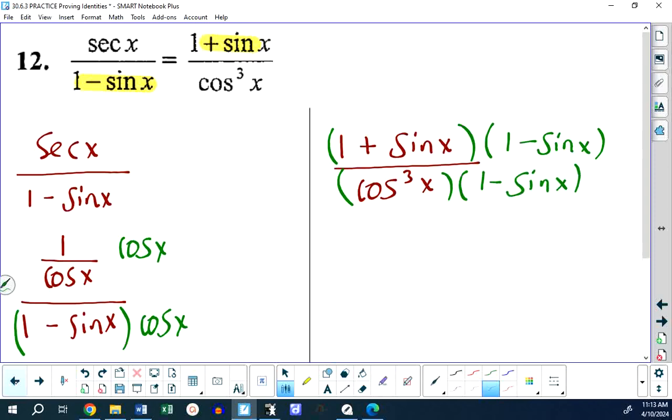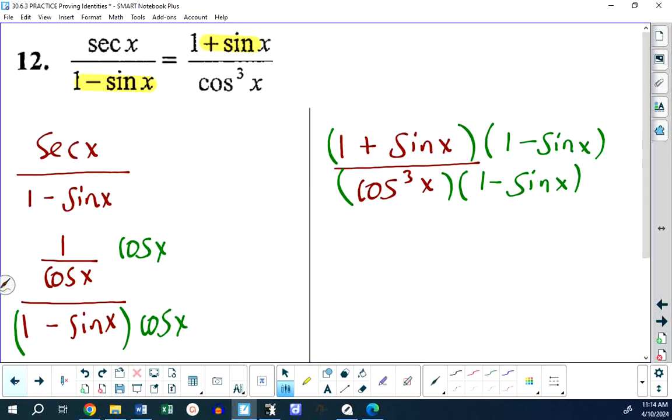And I'll be back in a minute, but just take a minute and ponder what's going to happen if you expand out the top but not the bottom. And again, everybody, we are talking about not expanding the bottom because I can see on the bottom of my work on the left there's a 1 minus sine of x. I want to prove that these are equal. So I want everything to match.